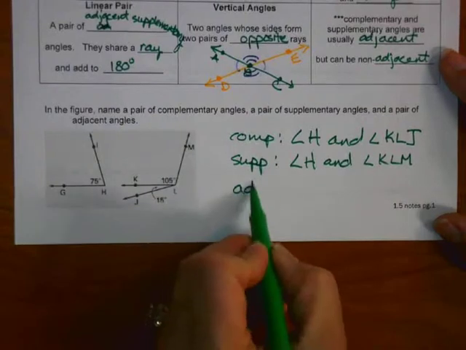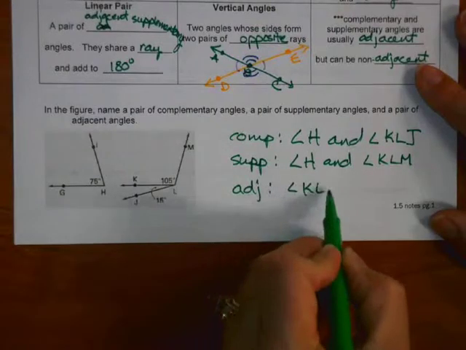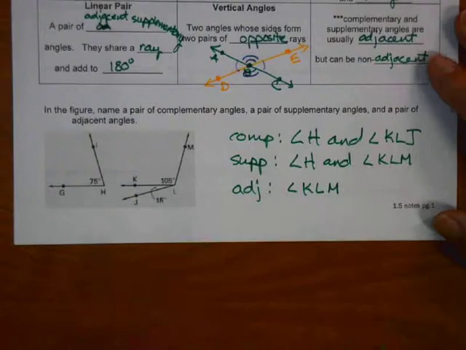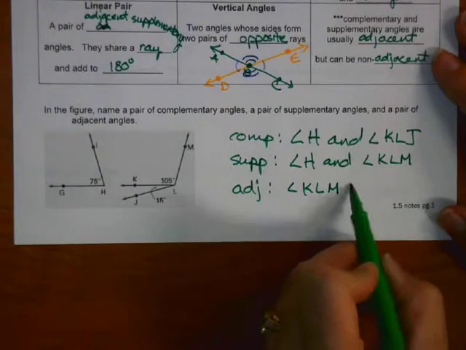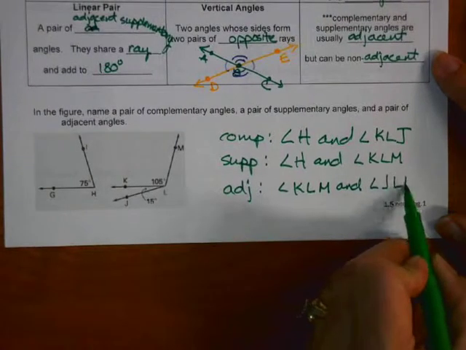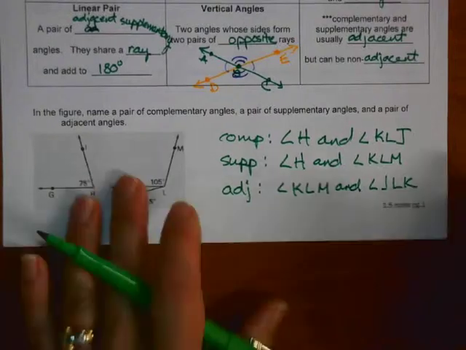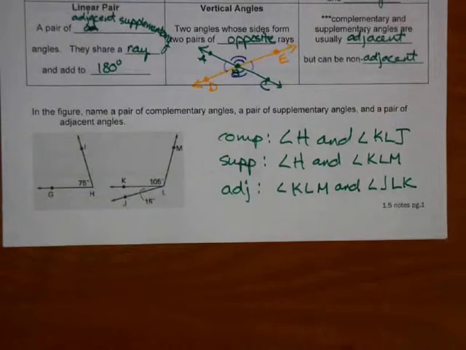And then a pair of adjacent angles. KLM and JKL. Yeah. There's just wording, you're just naming it wrong. What has to be in the middle? The vertex has to be in the middle. Okay? So, adjacent are always next to each other, but supplementary and complementary don't have to be. Okie dokie?